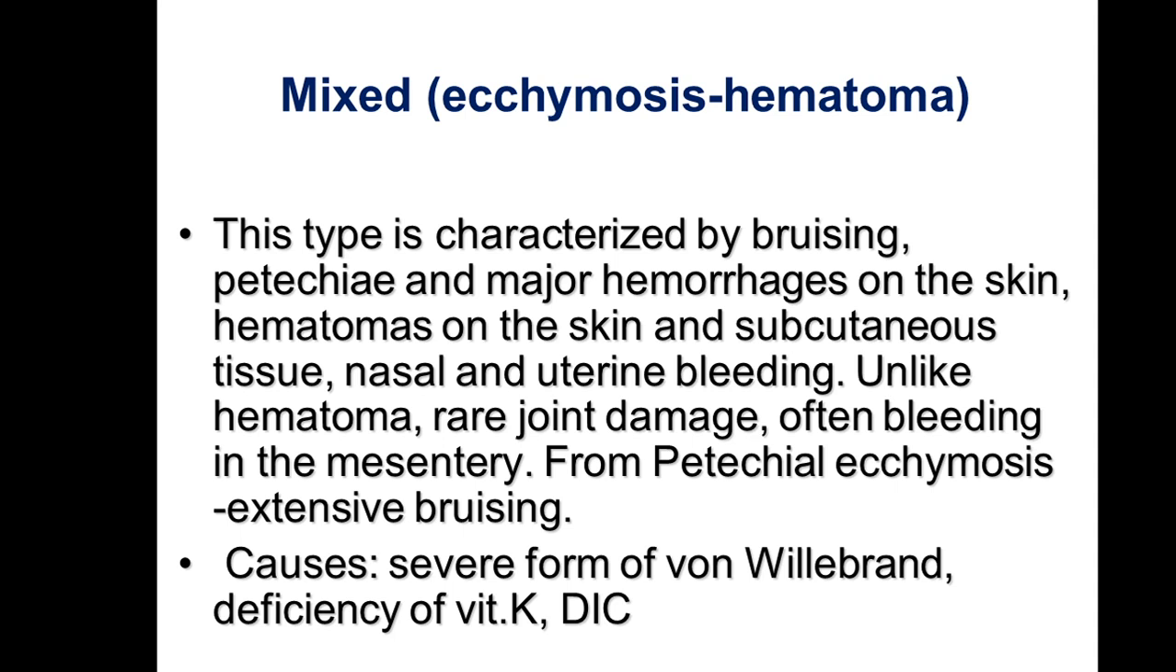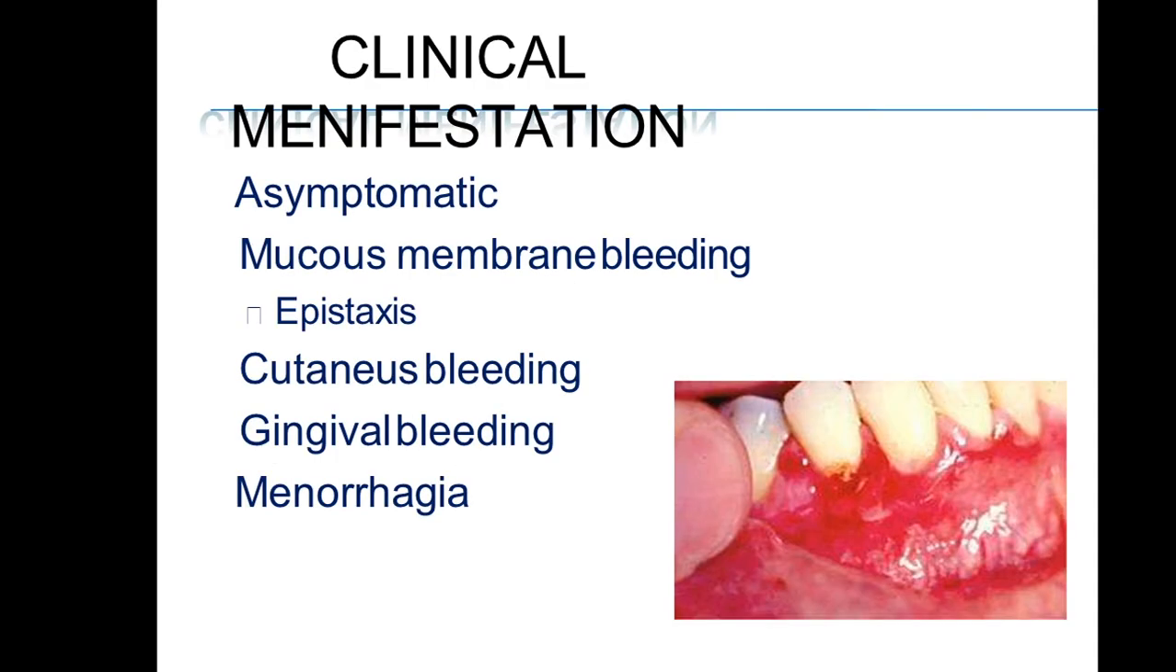Next type is mixed or ecchymosis-hematoma type. This type is characterized by bruising, petechia, and major hemorrhages on the skin, hematomas on the skin and subcutaneous tissue, nasal and uterine bleeding. Unlike hematoma, rare joint damage, often bleeding in the mesentery. From petechial-ecchymotic it differentiates by extensive bruising. Main causes are severe form of von Willebrand disorder, deficiency of vitamin K, and disseminated intravascular coagulation.